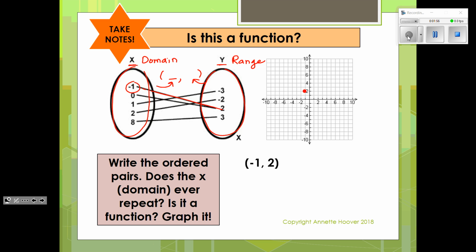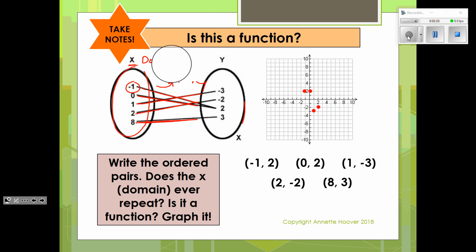And let's just graph that and see what that would look like. Our second one is 0 to 2. If we graph that, this is what it looks like. 1 to -3 is our third ordered pair. There's where that is. 2 to -2. And then we have the last one, which is 8 to 3. So that's how you read a mapping diagram. You start with the number over here, follow the line, and that shows you the ordered pair. So here are the 5 ordered pairs that are shown from this mapping diagram.